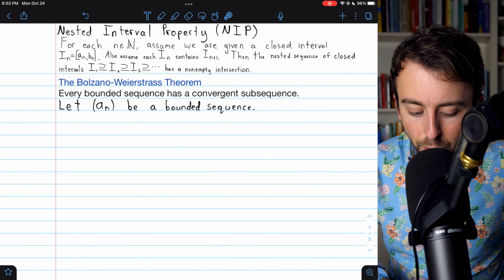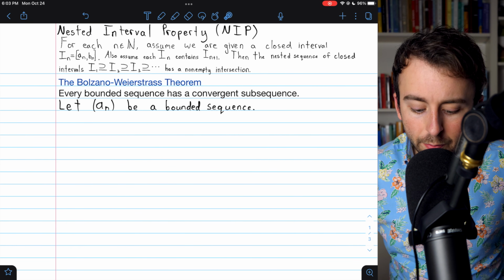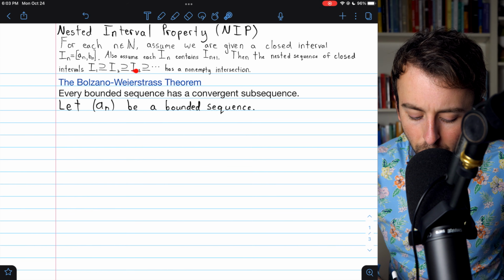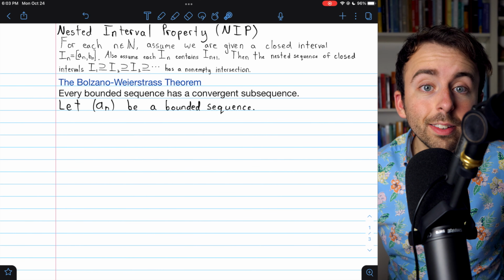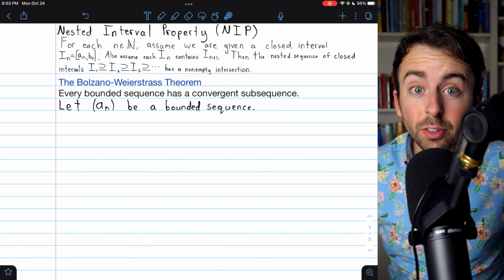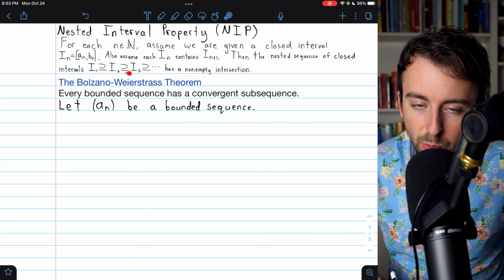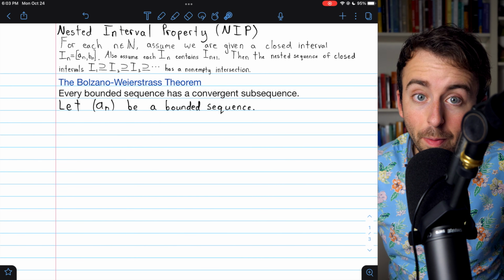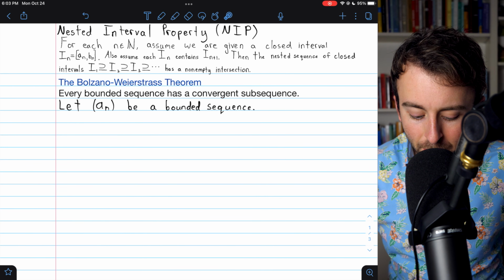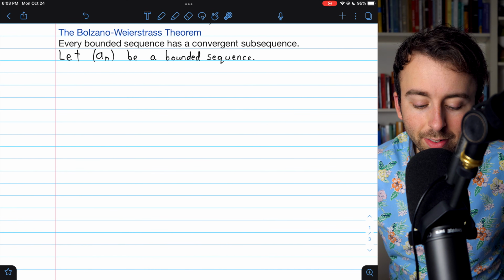The nested interval property simply states that if we have an infinite sequence of nested closed intervals, this infinite sequence of nested closed intervals has a non-empty intersection. So there's actually some element for sure that belongs to every one of those infinitely many nested intervals. And that's going to be really useful for our proof of the Bolzano-Weierstrass theorem.